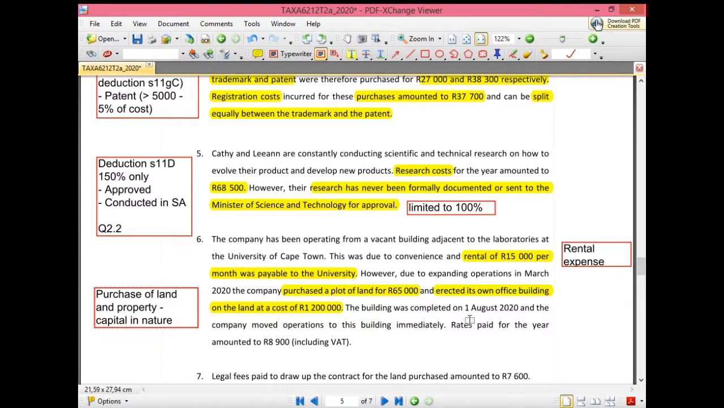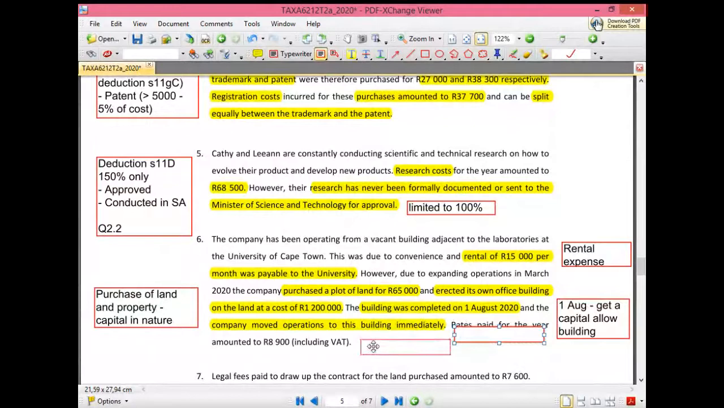Then they tell you the building was completed on the 1st of August and the company moved its operations to the building immediately. So that means from 1 August, we can get a capital allowance for the building, because we are starting to use it then. Okay? And then rates paid to the year.